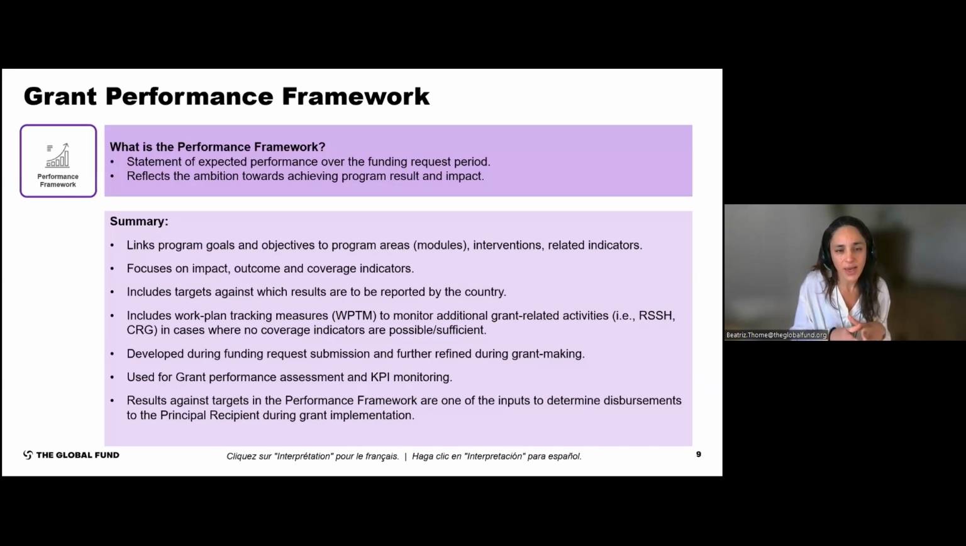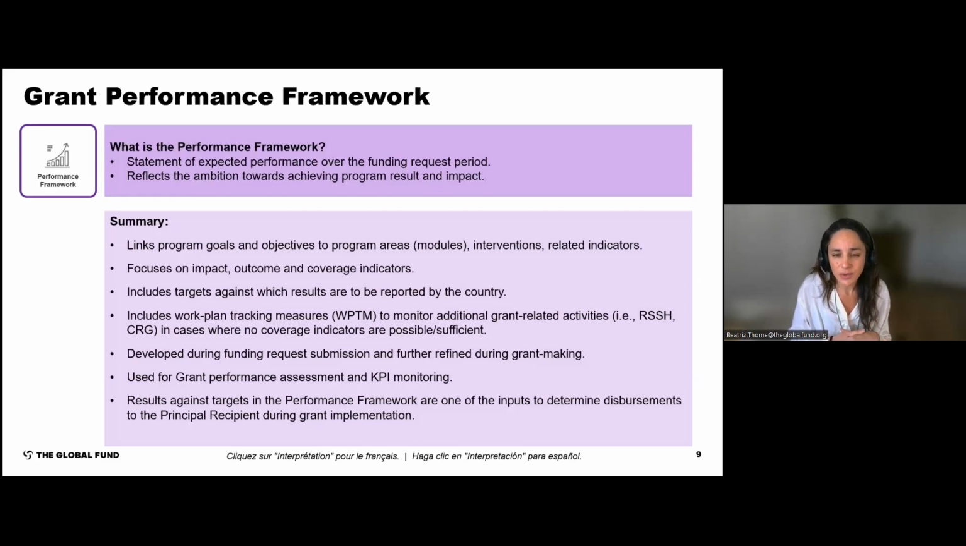It focuses on impact, outcome, and coverage indicators, so we don't have anything at the input level as part of the performance framework. It should include targets against which the results are to be reported by the country, by the different PRs in the country, if that's the case. And again, it should match the national strategic plans for the 3 diseases. Additionally to the indicators, it also includes what we call the work plan tracking measures.